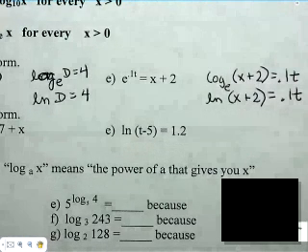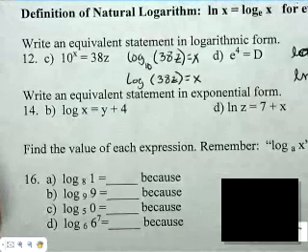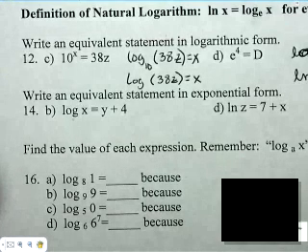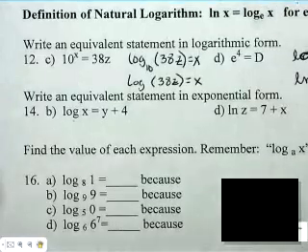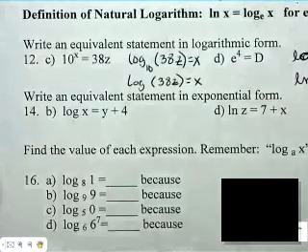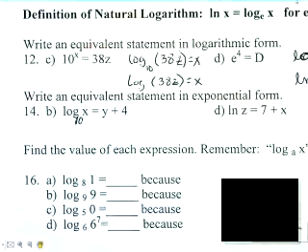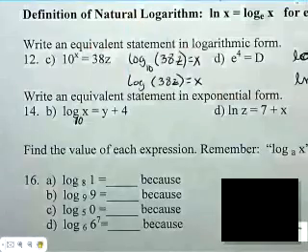All right, number 14, going the other way, log of x equals y plus 4. What would that be in exponential form? The base is understood to be what? 10. So in exponential form, what would that be? Yep.